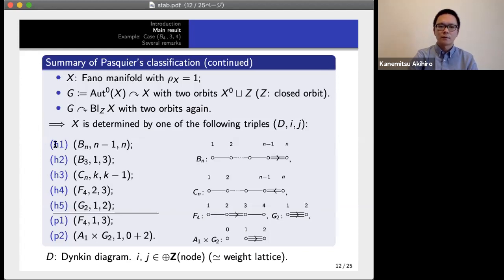And actually, the first 5 cases are more closely related to each other. In the first 5 cases, the varieties are horospherical varieties. I will omit the definition of horospherical varieties since the definition is not important for this talk. But anyway, the first 5 cases are constructed similarly and they are related. And there are 2 exceptional cases. The case P1, and in this case, the triple is (F_4, 1, 3). And the case P2 is the triple (A_1 × G_2, 1, 0+2). Here, A_1 × G_2 is labeled this way.